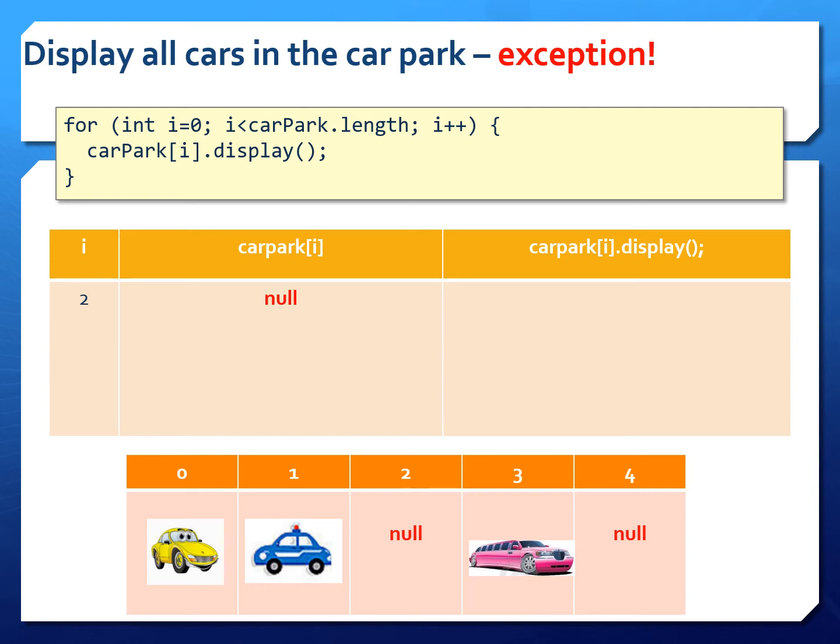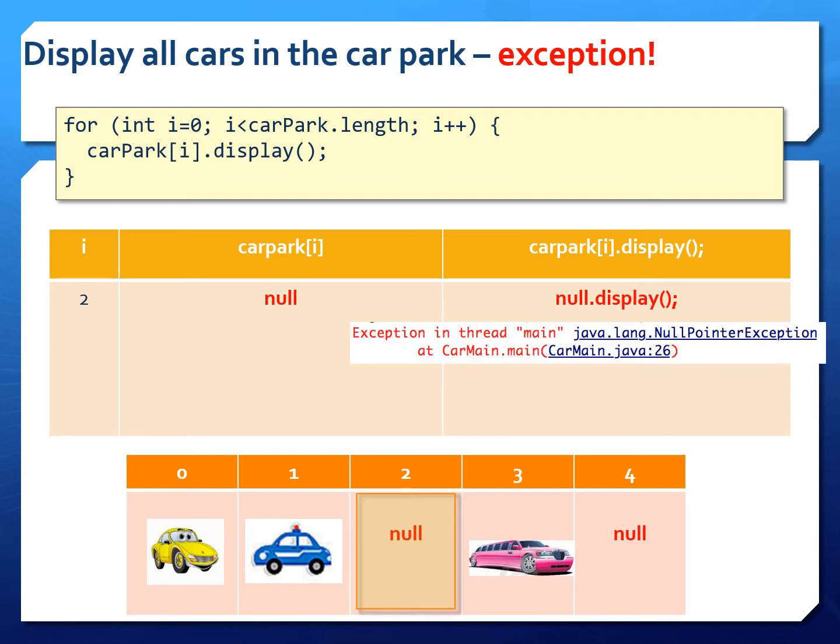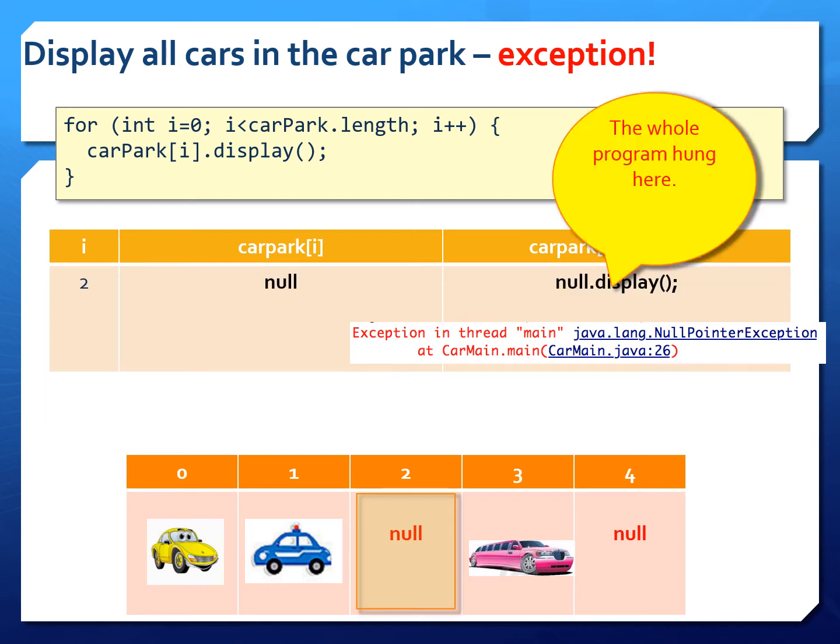Then, the loop counter i goes to 2. Since there is no car object at index 2, it will retrieve a null object. When we call the display method on the null object, a null pointer exception occurs and the program hangs.